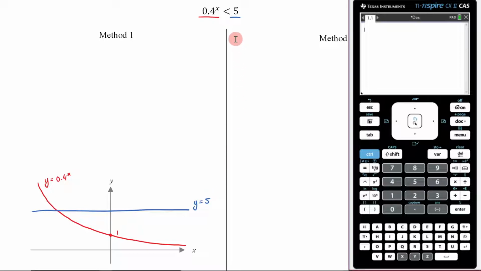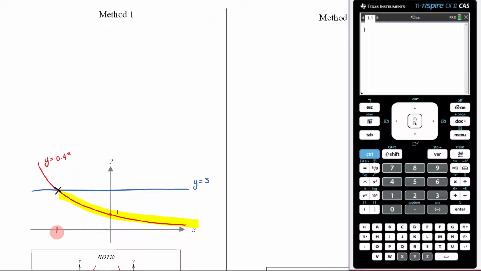Okay, now let's read our inequality, but really think about it graphically. What this is saying is, where is 0.4 raised to the power of x less than 5? So where is my red graph less than my blue graph? Well, hopefully you can see it's this portion right here. That's where it's less than. So if I can find this intersection point, then whenever I'm subbing in x values that are greater than this point right here, I'm going to be less than 5.